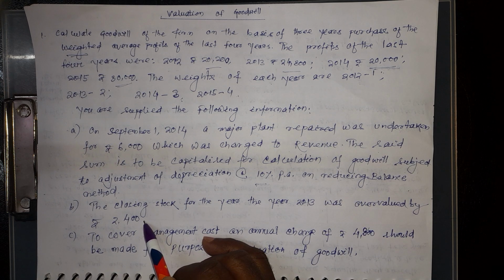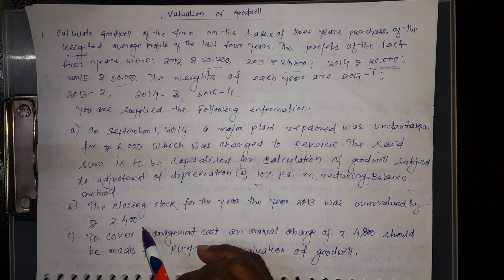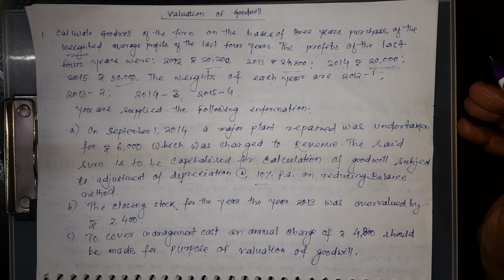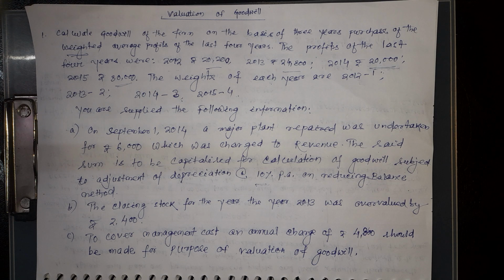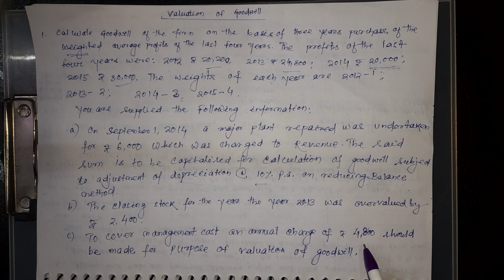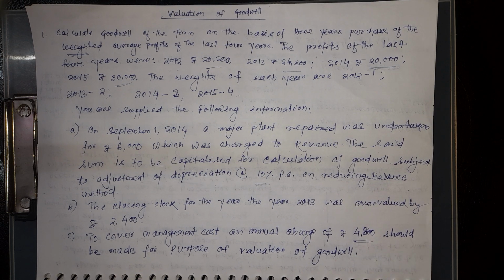Then second point, the closing stock for the year 2013 was overvalued by 2,400. Overvalued means the actual value is less but it is shown more. So if the closing stock is more, no doubt the gross profit will be more, because closing stock is shown on the credit side. If the credit side value is more, no doubt the profit will be more.